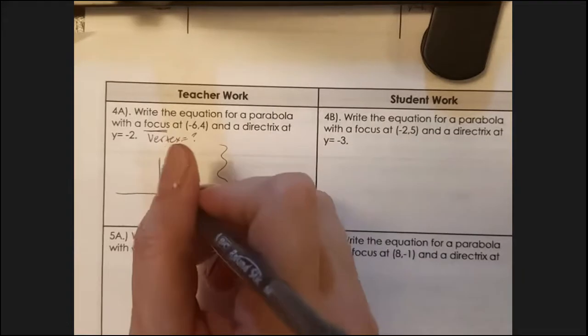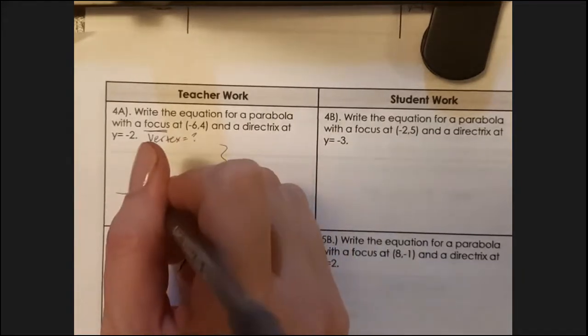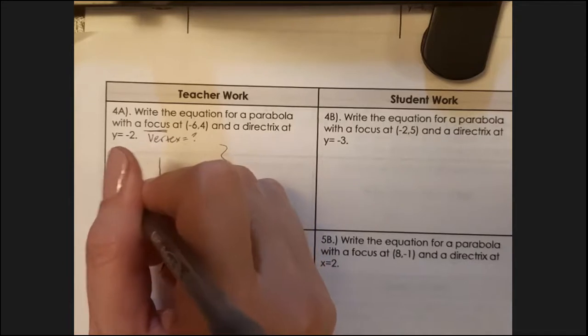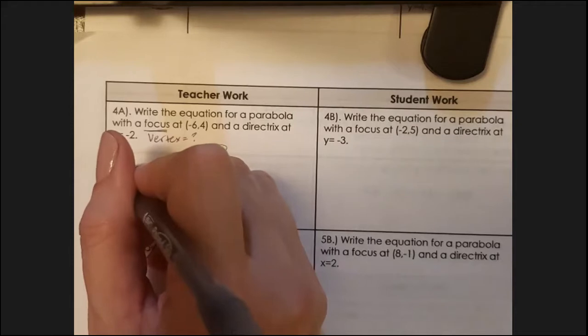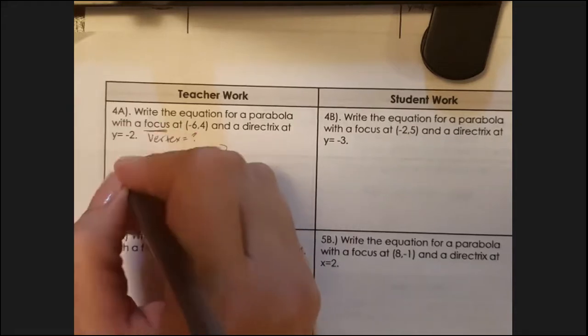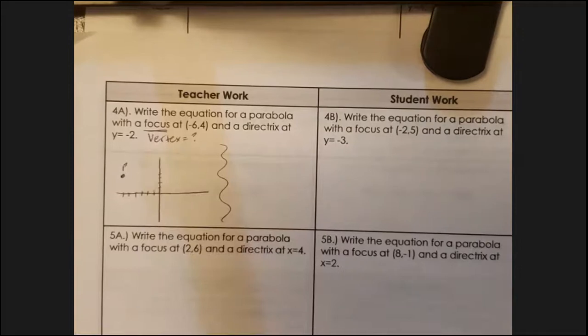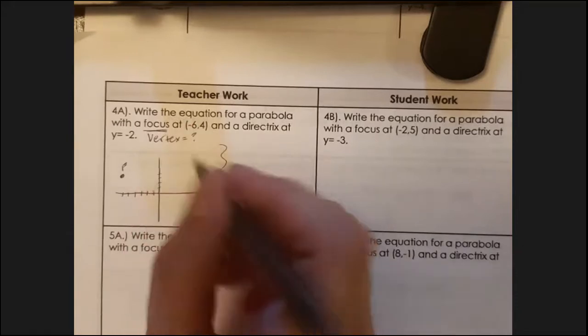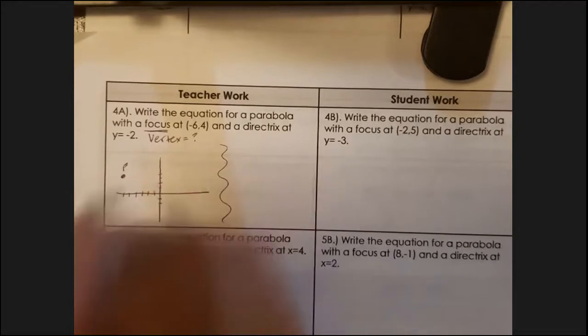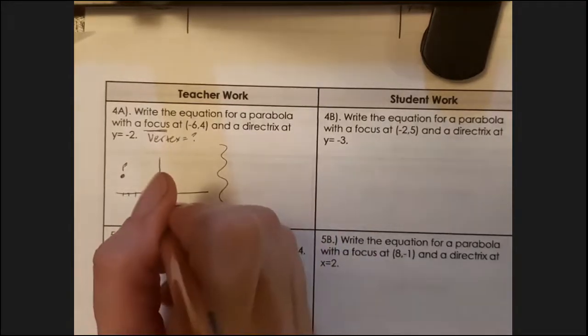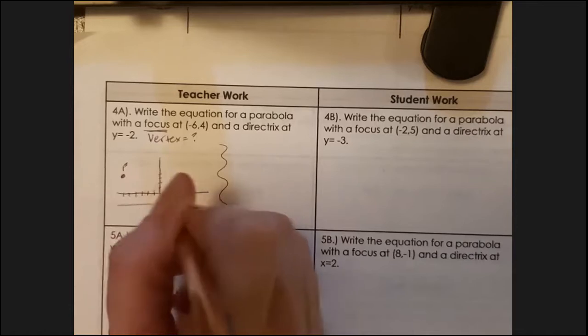This time the focus is at -6, 4. So 1, 2, 3, 4, 5, 6. 1, 2, 3, 4. So over about here. I'm going to label that F. And this is terrible, but once we use F to figure out what the vertex is, we're going to get rid of it because F can confuse us. All right, so our directrix is at y equals -2. So that's going to be down here, below the x-axis at 2.